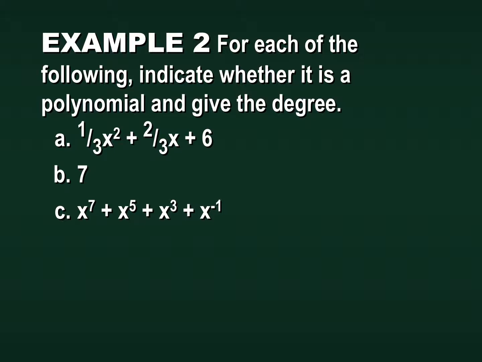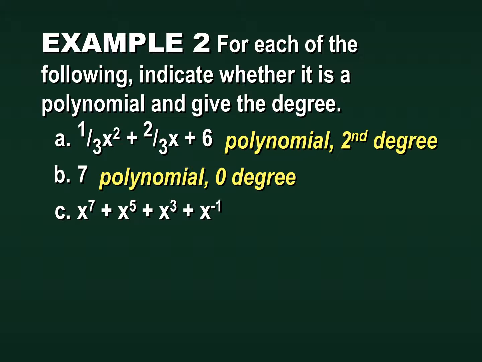So let's look at A, 1/3 x squared plus 2/3 x plus 6. Now this is a polynomial because our fractions are our coefficients. They didn't give us fractions for our degrees, so it is still a polynomial, and so that means it's a degree 2, second degree. Next one is 7, which is a polynomial. It's a constant, so it would be considered y equals 7, which means it has a 0 degree. The next one, C, is not a polynomial because of that -1 at the end.